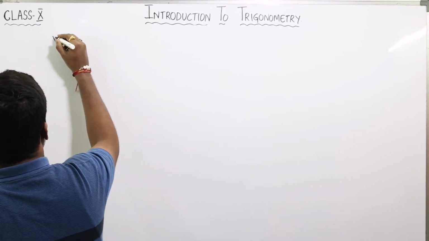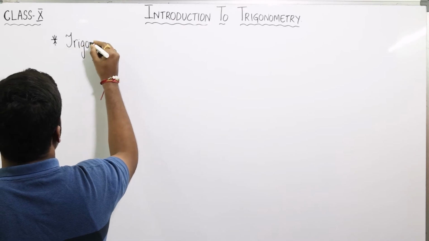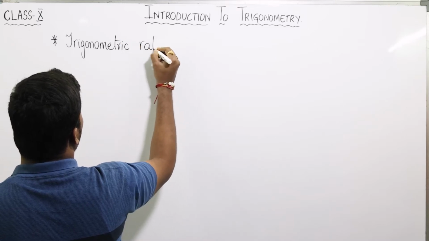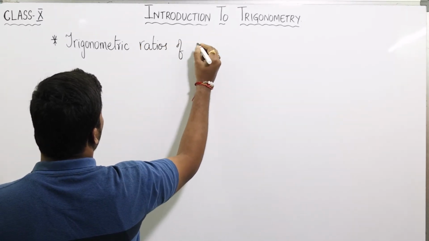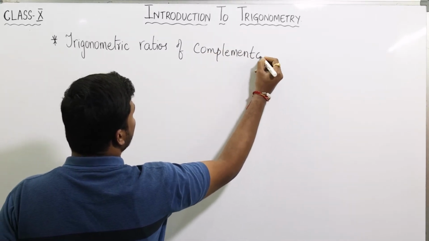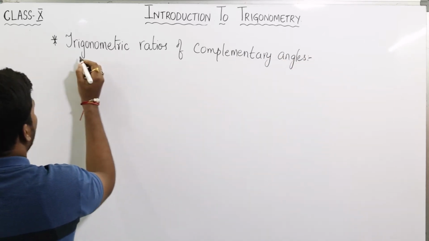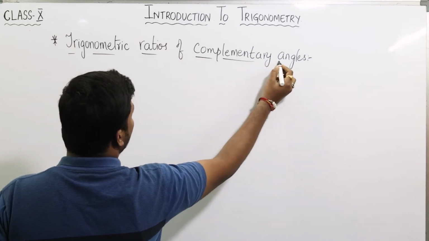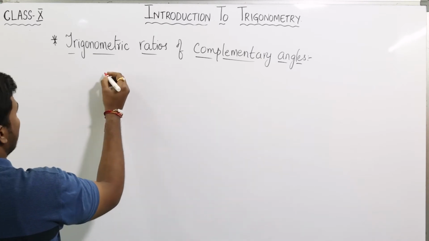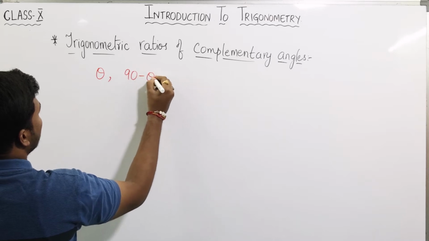The topic is trigonometric ratios of complementary angles. Okay, so we know that when the sum of two angles is complementary, right? Here we are considering one angle as theta, the other one as 90 minus theta.